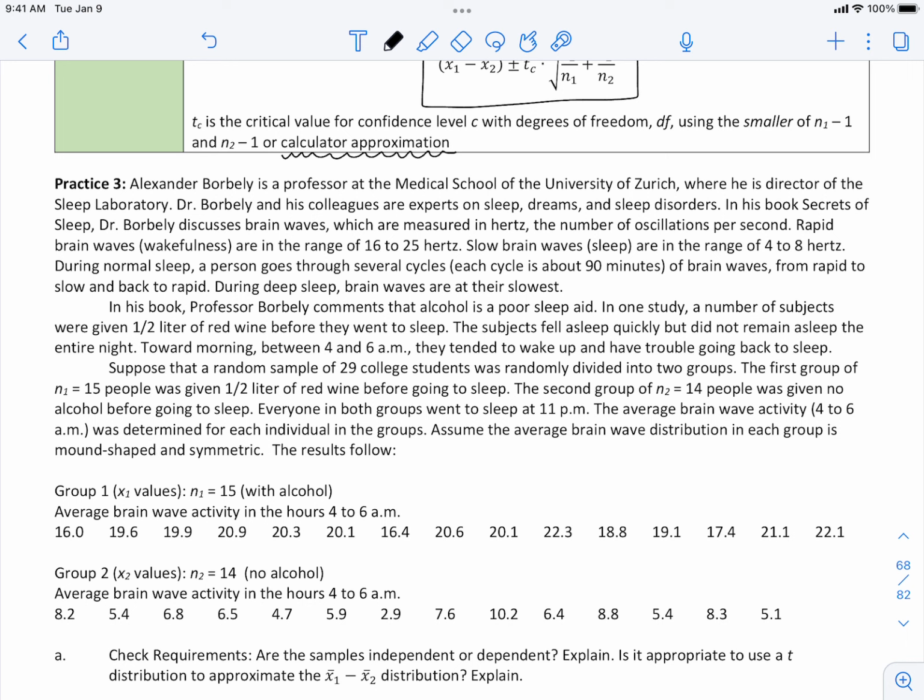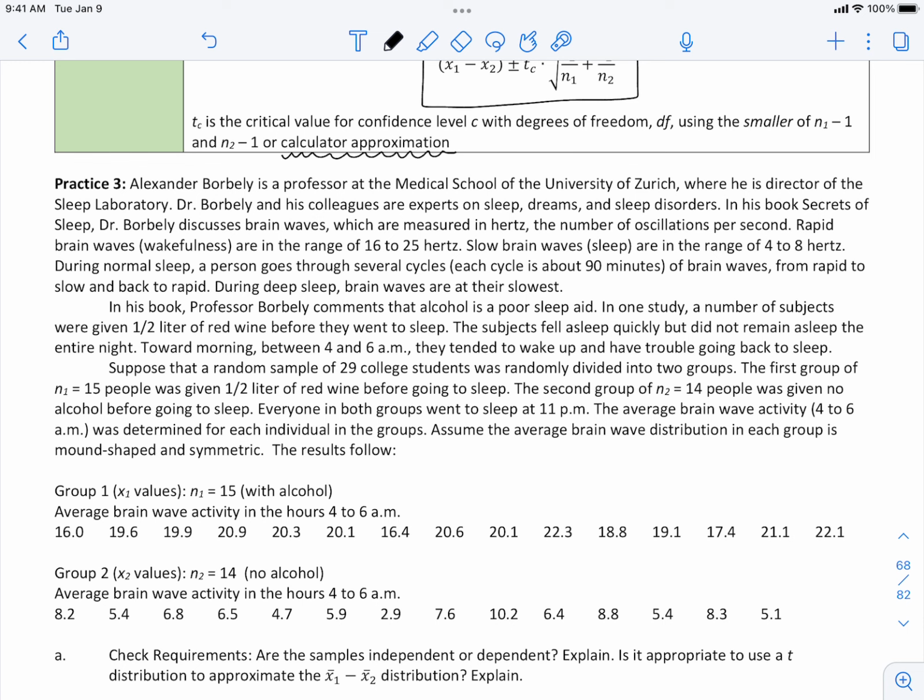Suppose that a random sample of 29 college students was randomly divided into 2 groups. The first group of N1 equals 15 people was given a half liter of red wine before going to sleep. The second group of N2 equals 14 people was given no alcohol before going to sleep. Everyone in both groups went to sleep at 11 p.m. The average brainwave activity, 4 to 6 a.m., was determined for each individual in the groups. Assume the average brainwave distribution in each group is mound-shaped and symmetric.